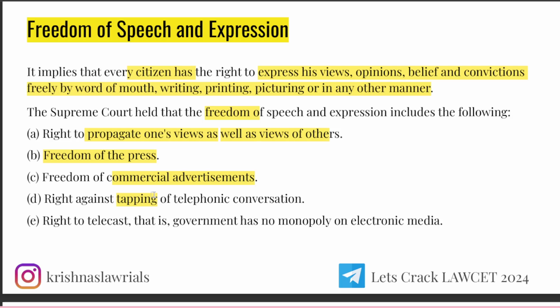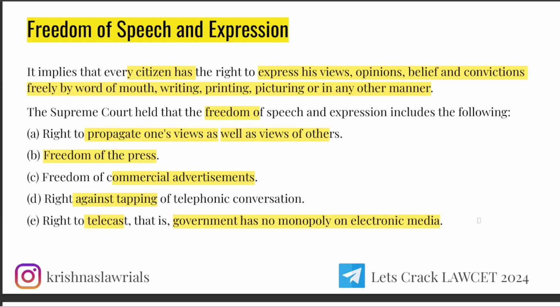If you have seen any kind of spy movie, like the movie Raazi, there they use code words because many of their calls can be tapped by government officials. So right against tapping means that no one can tap your phone call or telephonic conversation. Right to telecast, as the government has no monopoly on electronic media.